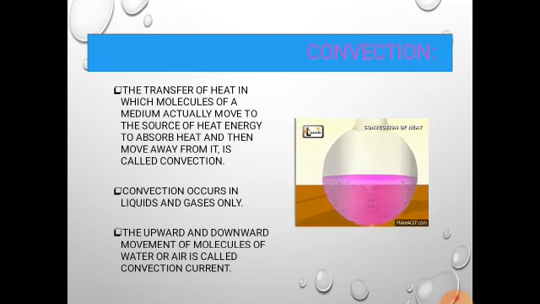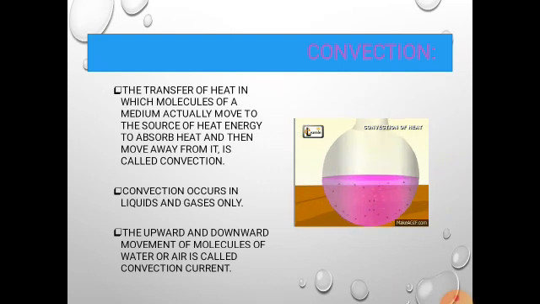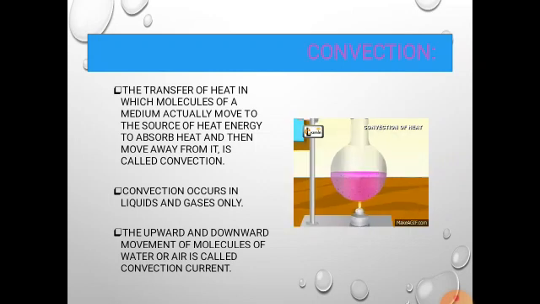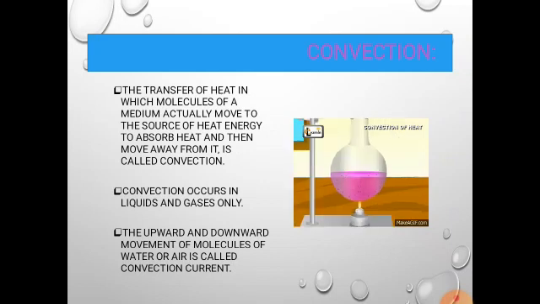Convection occurs in liquids and gases only because their molecules can move freely. The molecules of a solid are held closely together, they cannot move freely. Therefore, convection is not possible in solids. And the upward and downward movement of molecules of water or air is called convection current.